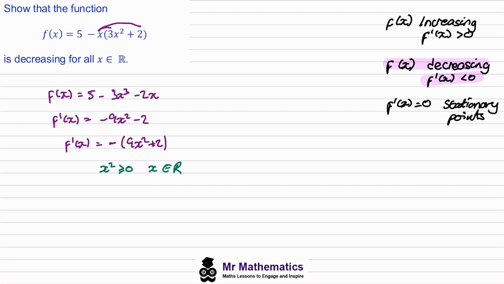Now we know that this x squared term must be greater than or equal to 0, because when you square a negative, we get a positive. So if this is always positive, and when we multiply it by this negative, it will make the positive into a negative. So therefore, negative, 9x squared plus 2, will always be less than 0 for all values of x that are elements of the set of real numbers. So we've shown that f dash of x is less than 0, therefore it is a decreasing function for all real numbers.